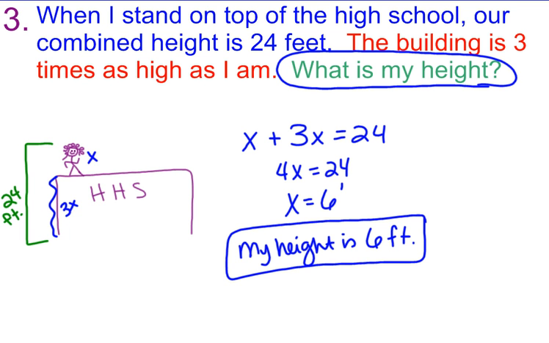One thing you want to really watch is what they're asking for. Make sure you answer the question. Because what if they would have said, what's the height of the high school? The answer wouldn't have been 6 feet. I would have had to take my answer times 3, and I would have had to say the high school is 18 feet tall. So make sure you're answering the question. That's where a lot of students get messed up on their objectives.